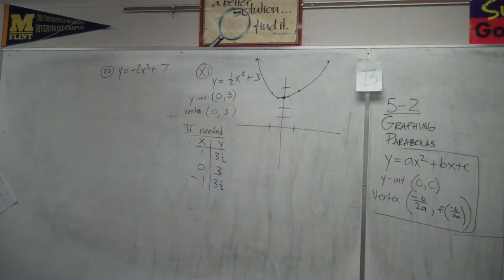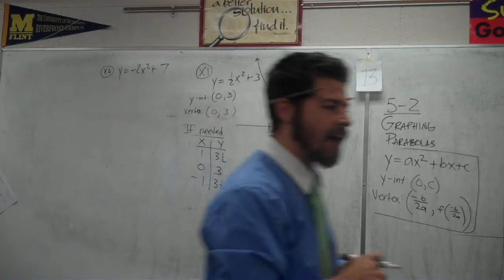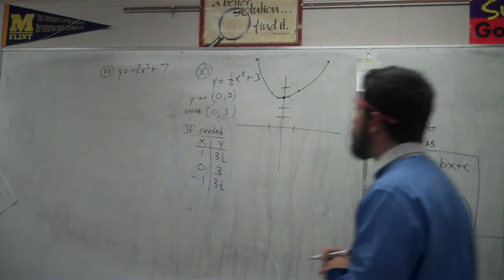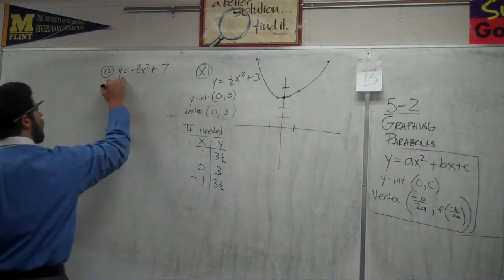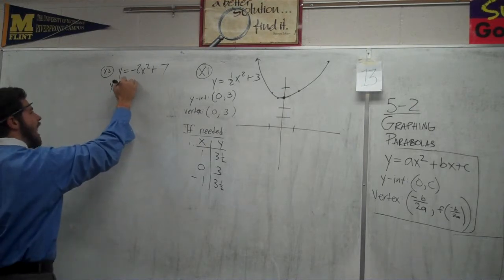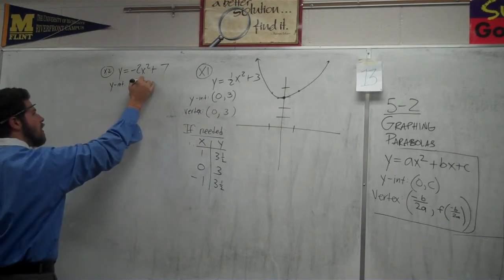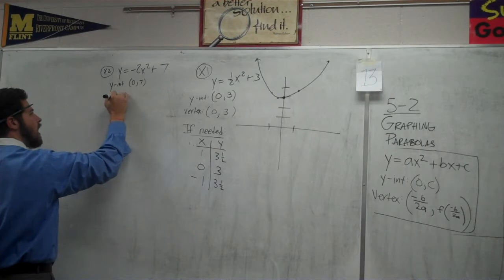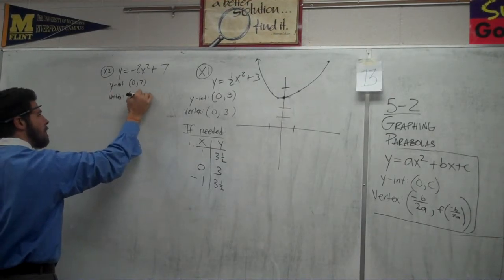Mr. Hilligoss, where is the y-intercept in this graph? 0, 7 is correct. Mr. Hilligoss, where is the vertex in this graph? It's a trick question, kind of. 0, 7. That's correct, 0, 7.